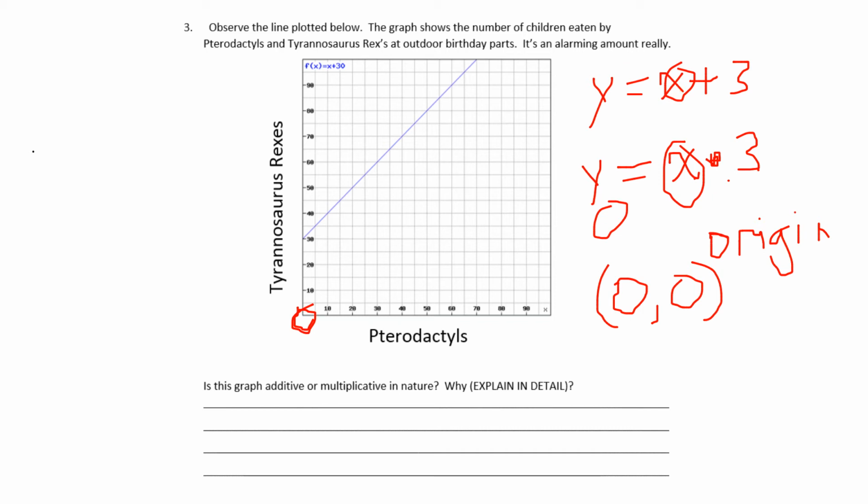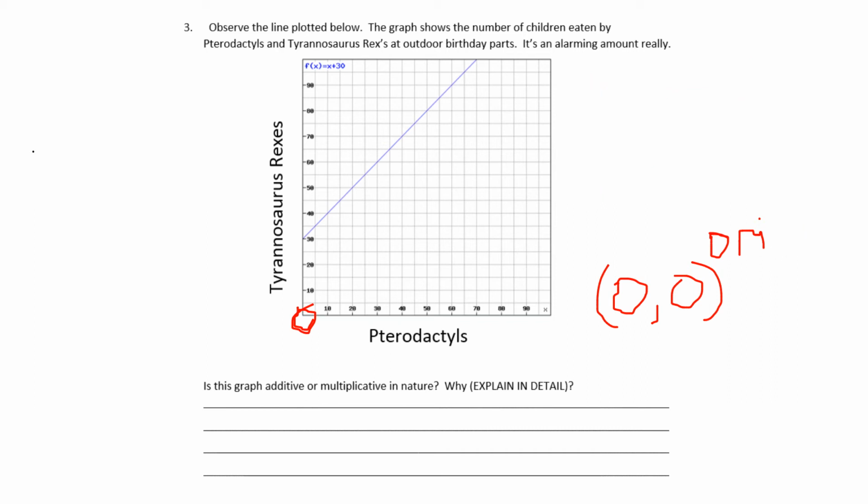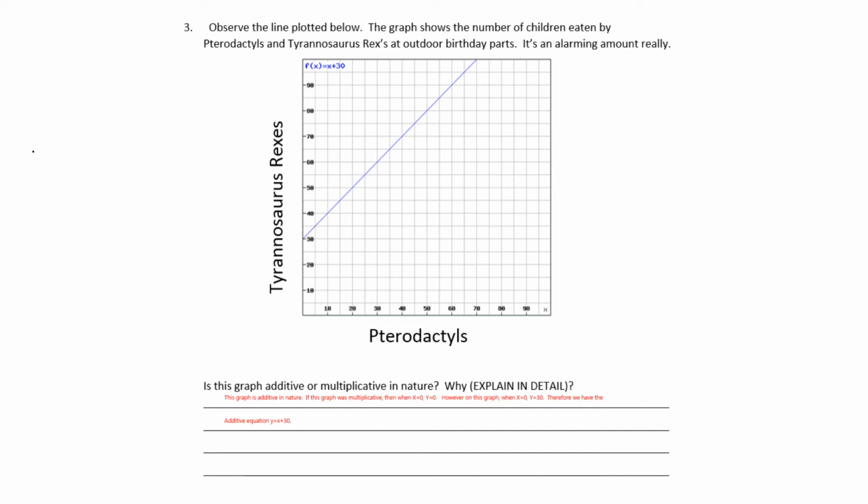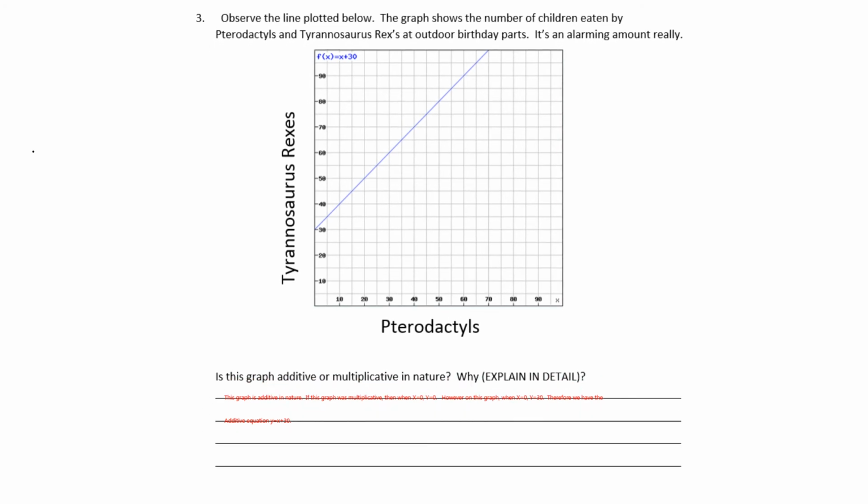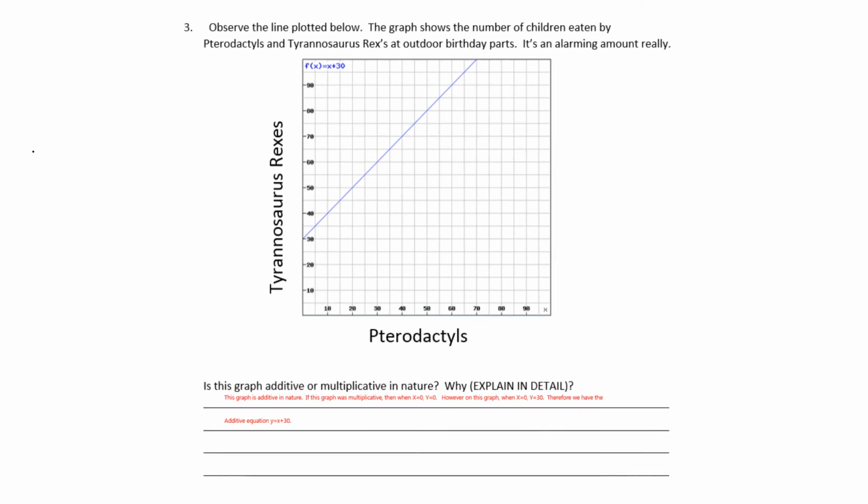So I'm just going to erase a couple things, and we're going to write that more clearly for what it wants us to say. All right, it wants us to put it here. Is this graph additive or multiplicative in nature? And so my answer becomes that this graph is additive in nature. If this graph was multiplicative, then when x equals 0, y would equal 0. It would pass through the origin. But that's not what we see.